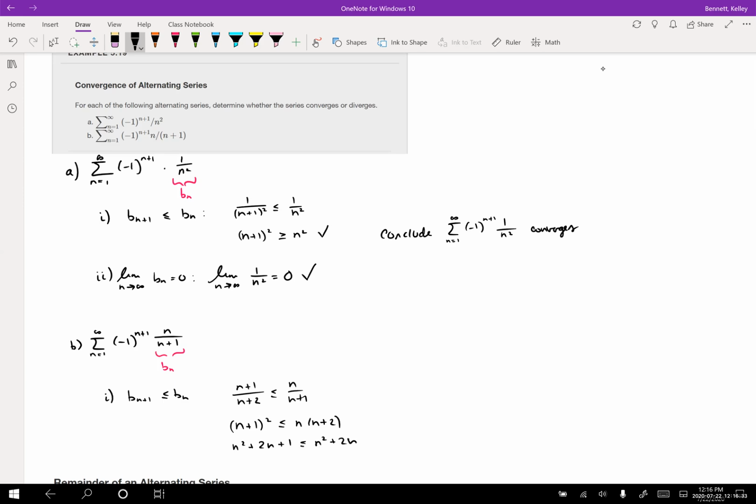This is not true, right? So this is saying that 1 is less than or equal to 0. So this is false. And we know that the alternating series test does not apply. And so at this time, we're not able to conclude anything about convergence or divergence with the alternating series test.